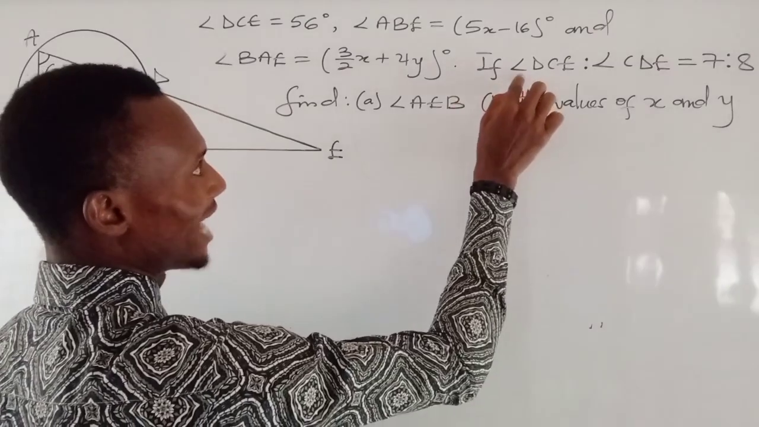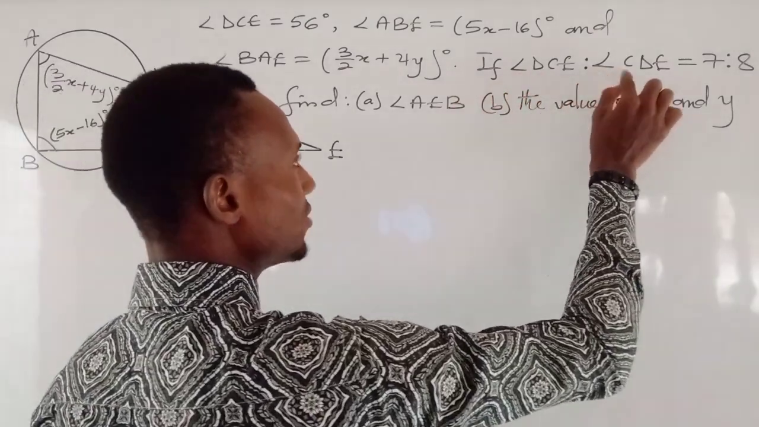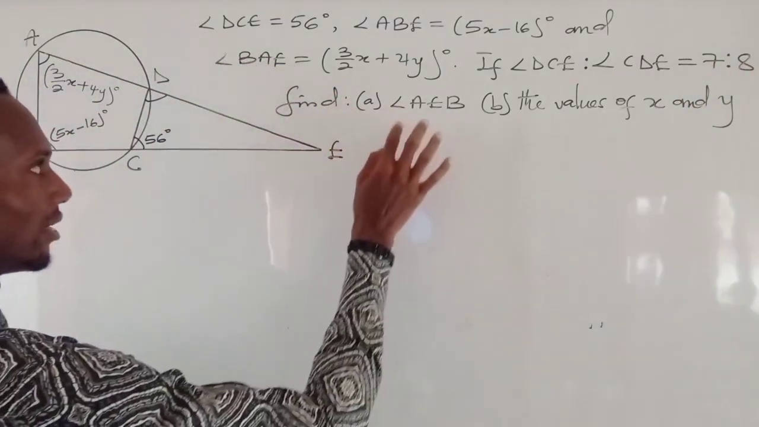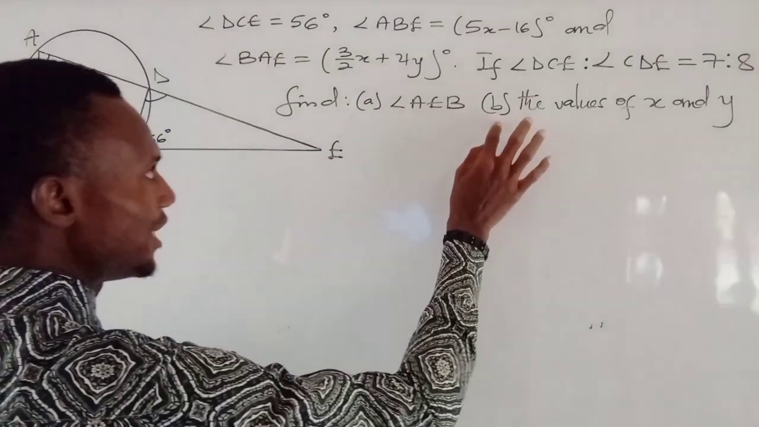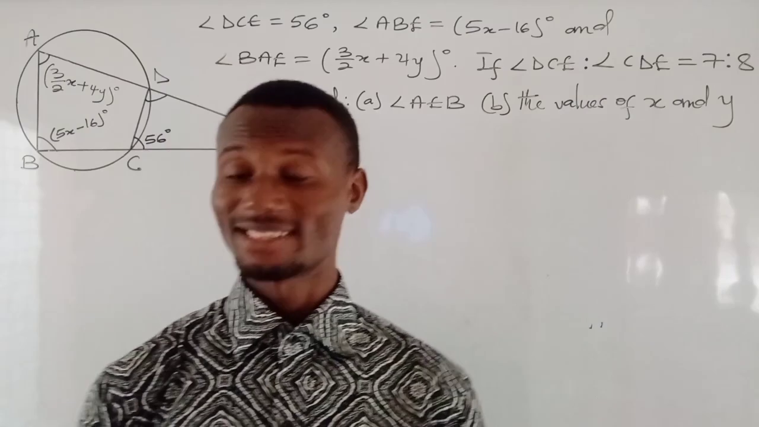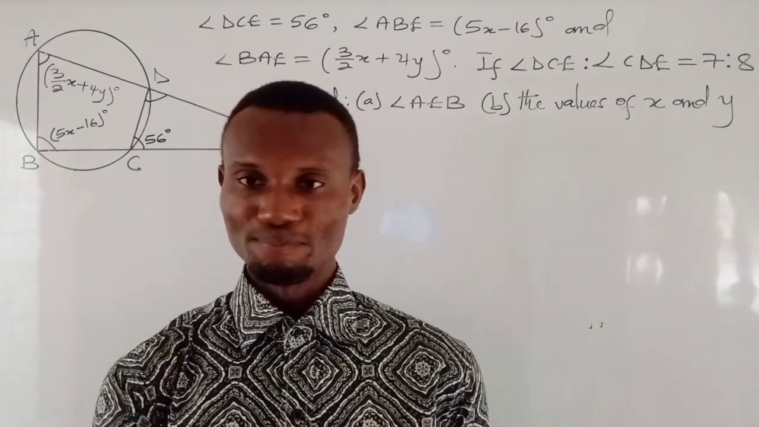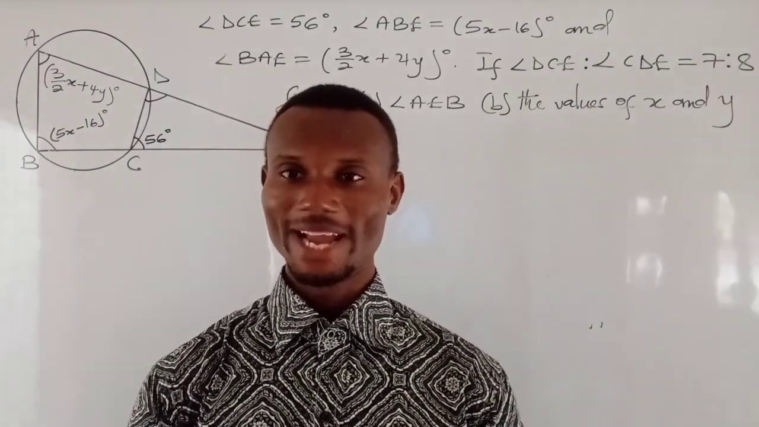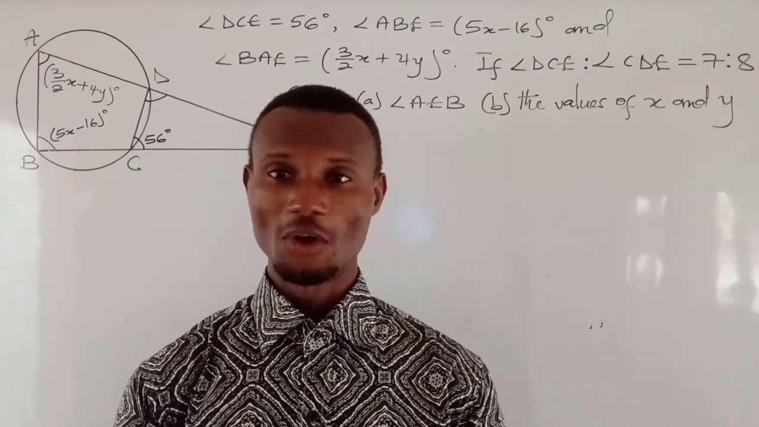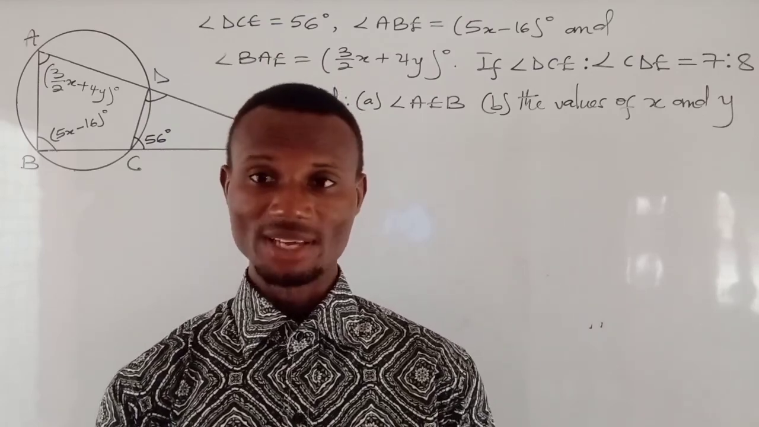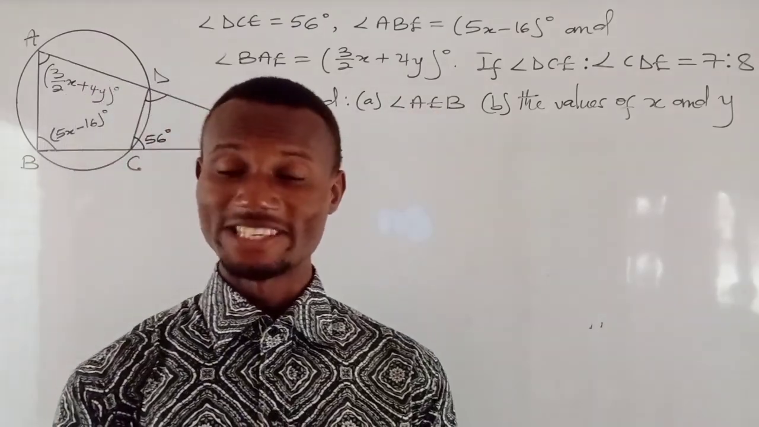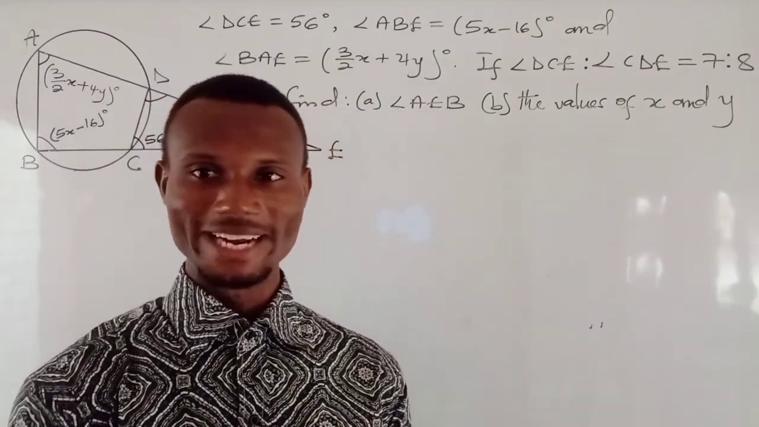It says that if angle DCE is to angle CDE, which equals 7:8, find A, angle AEB, and B, the values of S and Y. So the question is asking us to find angle AEB and also the values of S and Y. We are going to start by solving for the value of angle AEB. That's the first part of the question. Let's identify angle AEB from the diagram also.